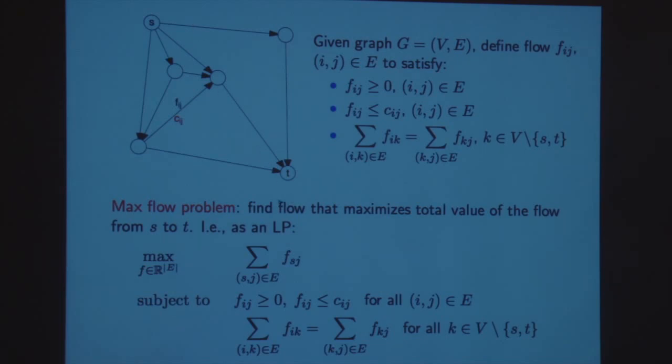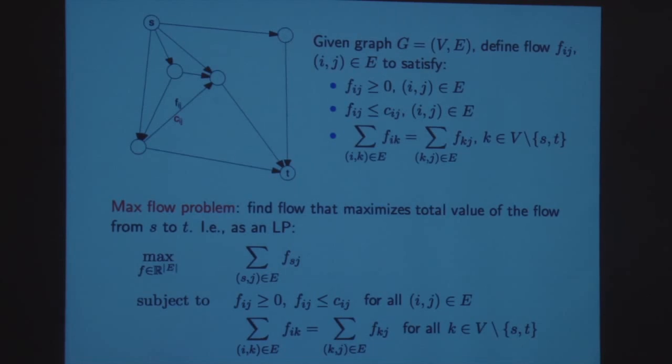So the problem is to find the vector f that lives on the edges of this graph, satisfies all these constraints, and achieves the maximal value of the sum across, in this case, these four edges. Add up the flows leaving S. So that's the sum of f_Sj for all edges (S, j). It's the max flow problem. Let's go and derive its dual.